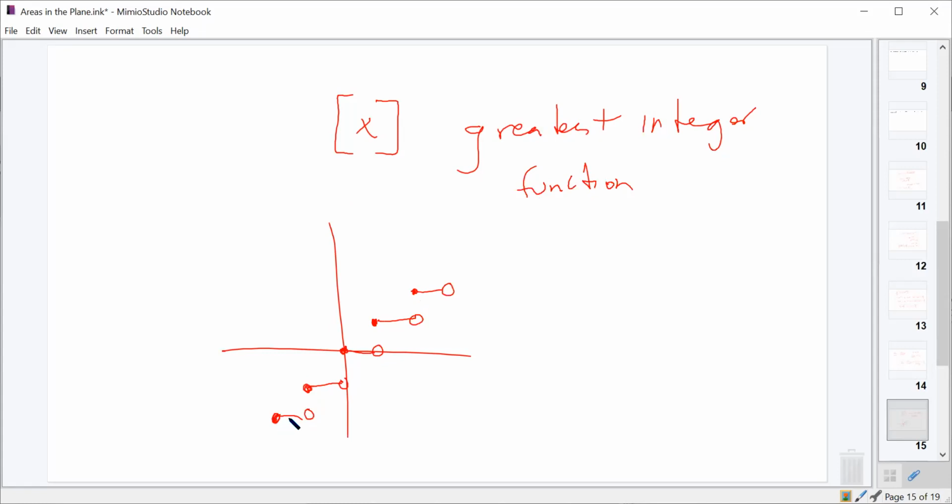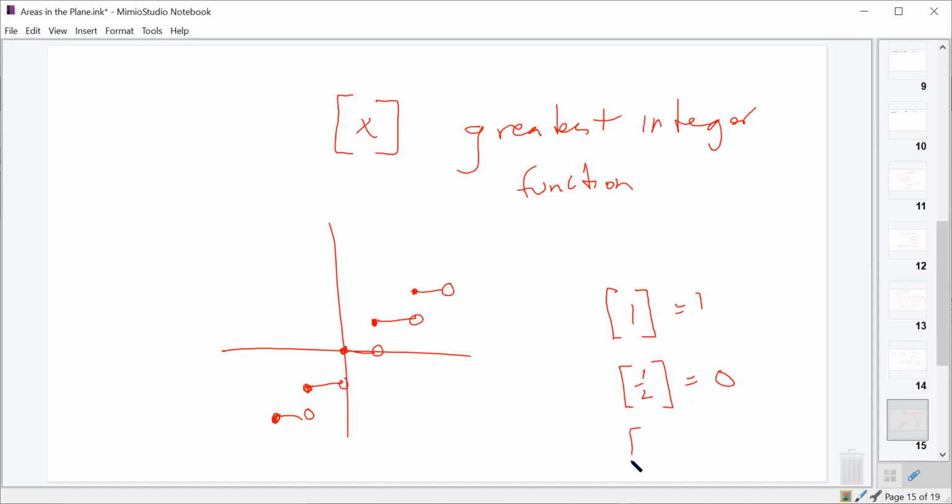What the greatest integer function says is that for whatever x value you plug into it, pick the largest integer that is less than or equal to the number you plugged in. So the greatest integer function for 1 would be 1, because the largest integer less than or equal to 1 is 1. If I plugged in a half, the largest integer less than or equal to a half is 0. Half's not an integer, so I look below that. First integer below a half is 0.